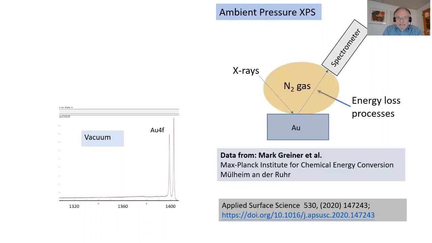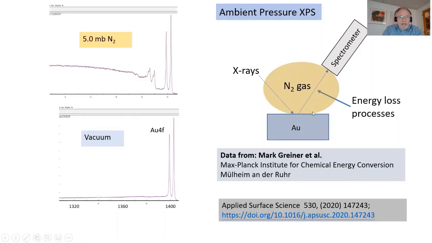If we introduce a gas, we have energy loss processes as the electrons are transported from the surface up to the spectrometer. And we get a distorted spectrum where we have peaks which correspond to excitations of electrons in the gas. The data I'll show here is from Mark Greiner's group at the Max Planck Institute in Mülheim. We published together a paper on this, which you can find in this reference.